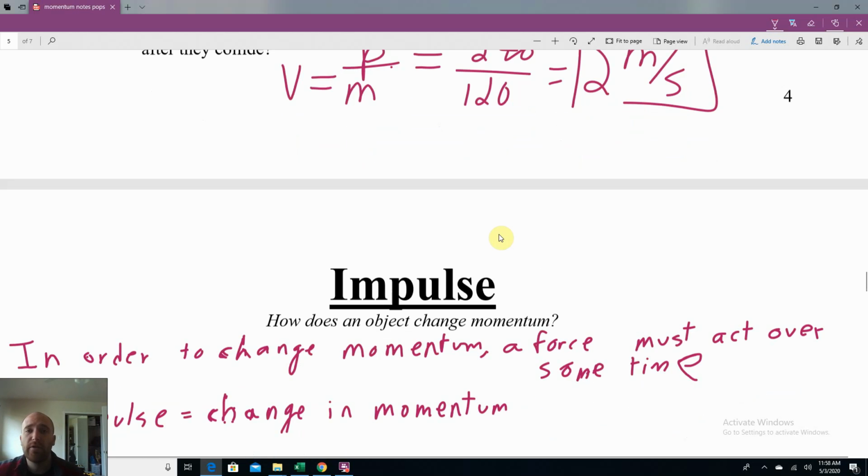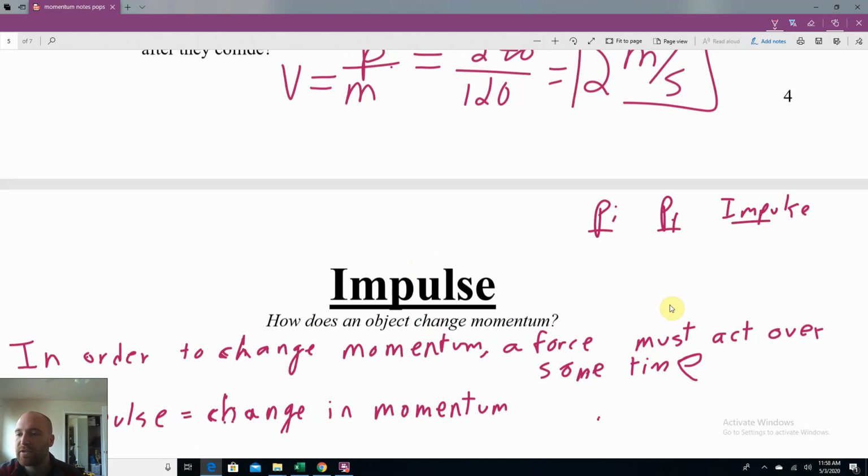Now, we have a word for this change in momentum, and this is kind of a weird one. The word for the change in momentum is impulse. Impulse is just a special word we have for the change in momentum. That's all it means. So let's say you map out an object, and it's got a starting momentum and a final momentum. Let's call them PI and PF. And then we're going to figure out what the impulse might be.